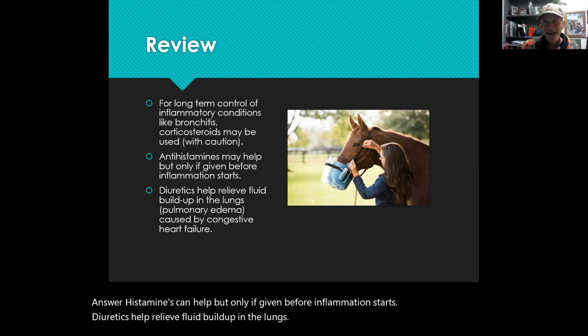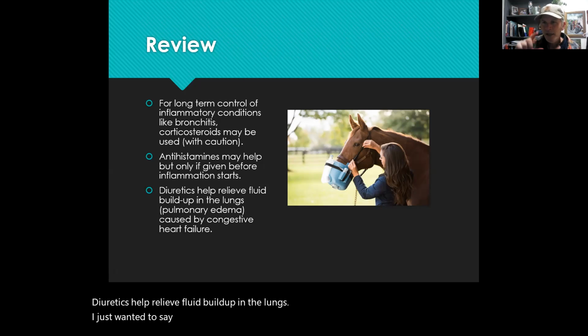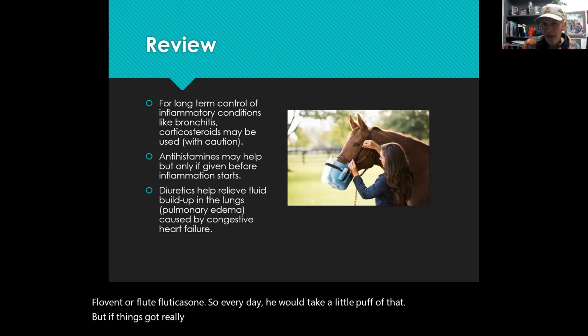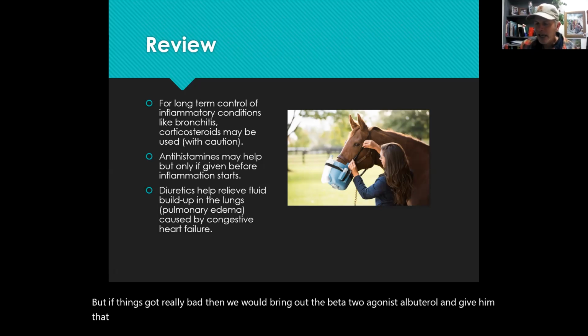I just wanted to say my son had asthma, so he used corticosteroids every day. I think it was called Flovent or fluticasone. So every day he would take a little puff of that. But if things got really bad, then we would bring out the beta-2 agonist, albuterol, and give him that. And we actually had that in a nebulizer.